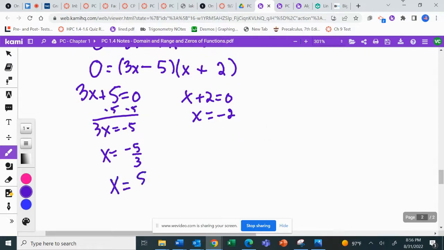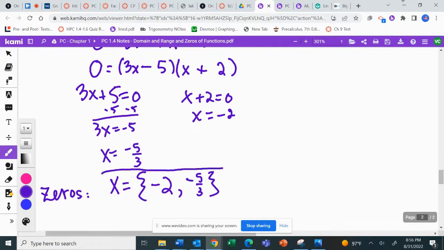X equals, I'm going to list the zeros in numerical order, and I'm going to list them in a set of numbers. So I just have to determine which one is more negative. And that would be my list of zeros.